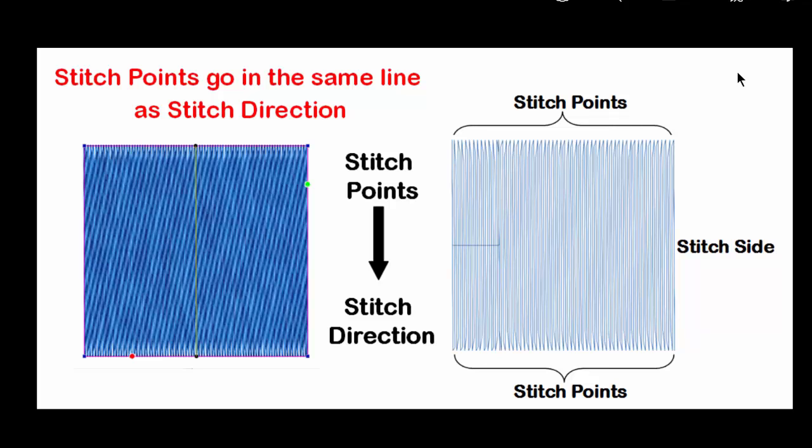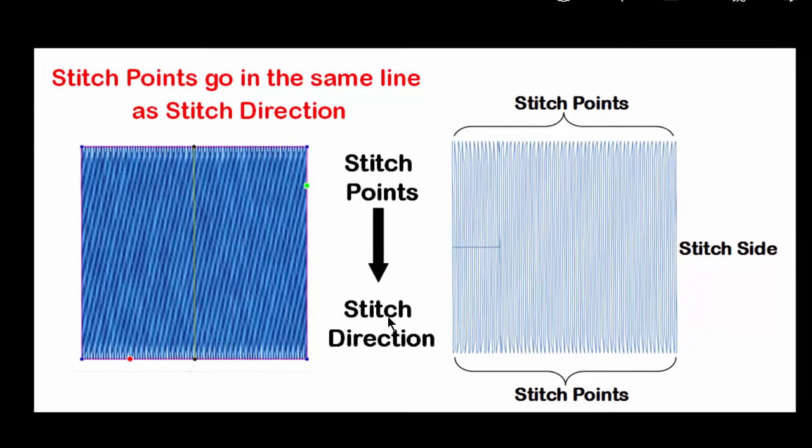We want to make sure that we're comfortable with the idea of stitch direction. As you see here, your stitch points go in the same line as the stitch direction. Here, this is the realistic view where our threads are in there. Here we have just our plain view. The stitch points are at the top and the bottom. Therefore, the stitch direction goes from top to bottom, top to bottom, top to bottom, or perhaps bottom to top, depending on where the start-stop buttons are positioned. So at this point, we understand stitch direction.